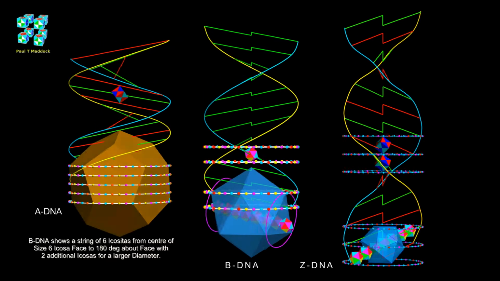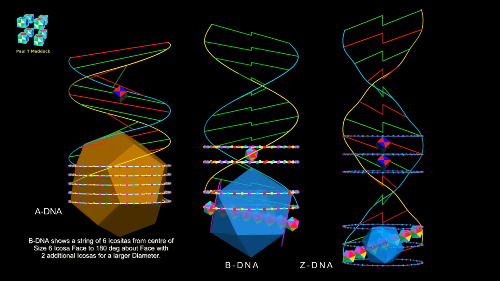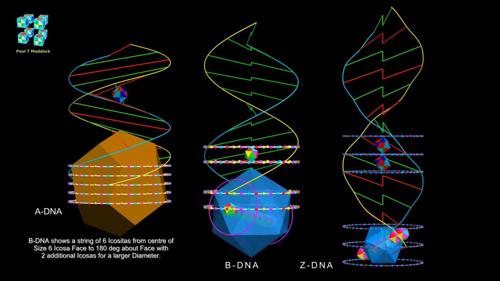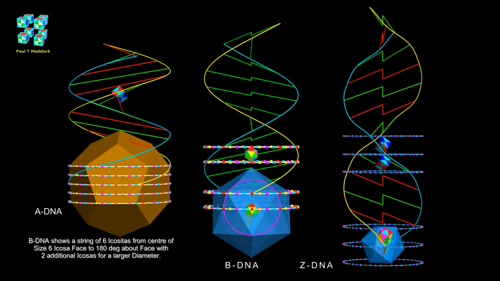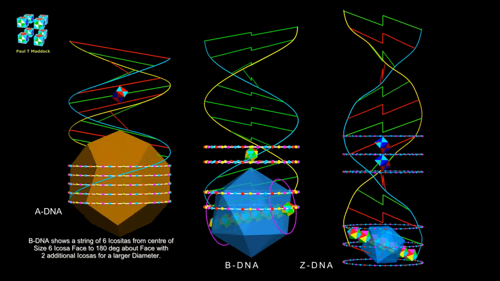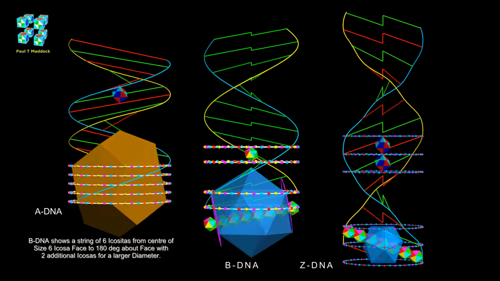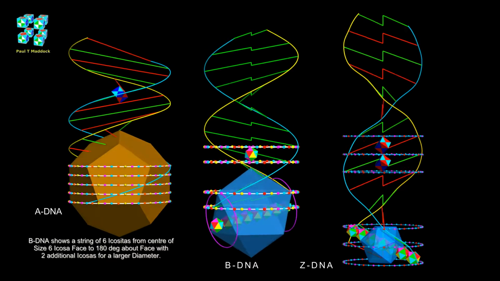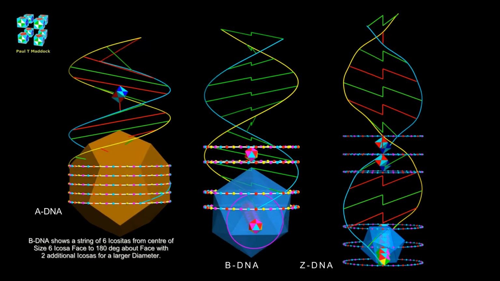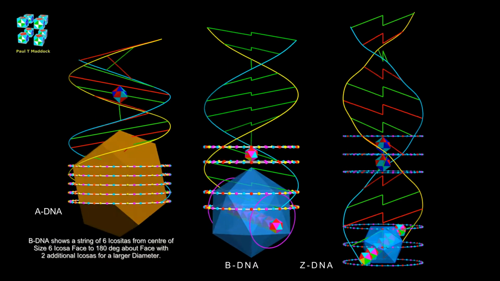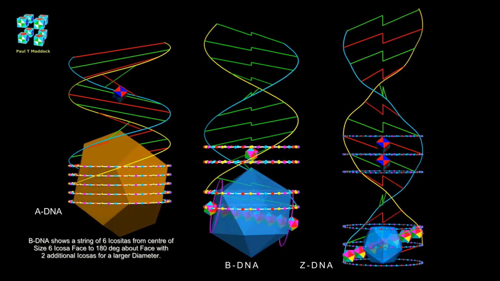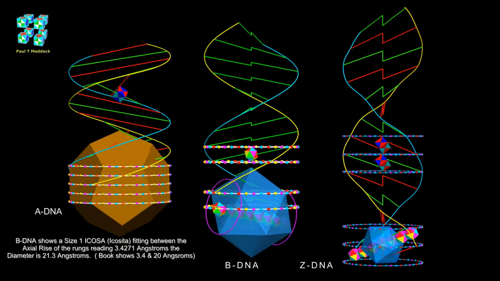Now I've been checking the diameter of this arrangement, and to get the diameter as shown in the book, I needed to add another icosita either side. Oh, by the way, I call a size 1 icosa an icosita. That's the smallest icosa you can get. I realize if you want to be impressive like the scholars, you have to use Latin words. It's a lot more posh.